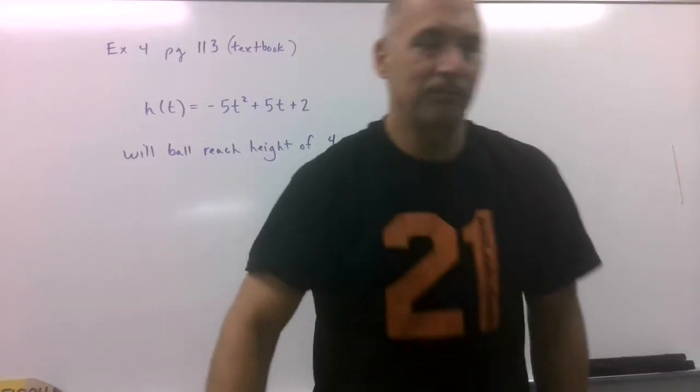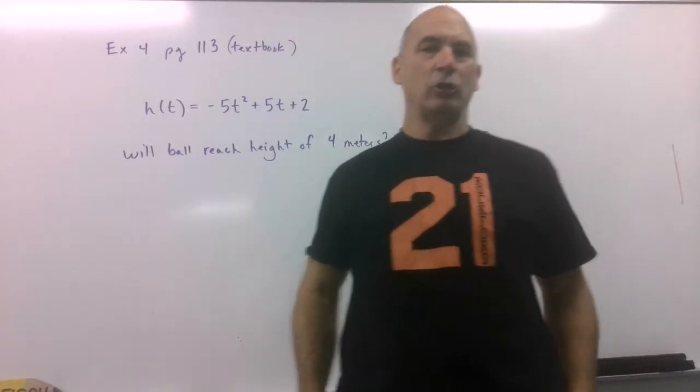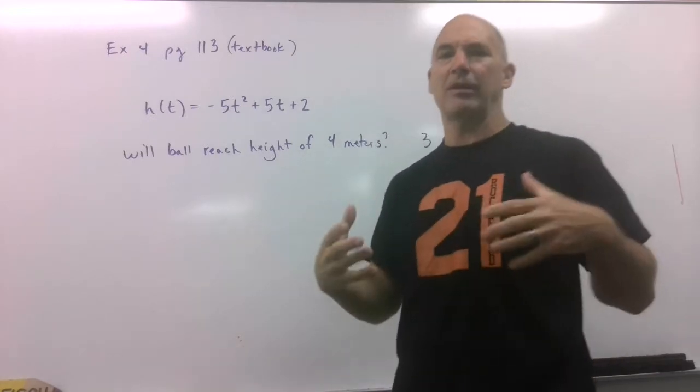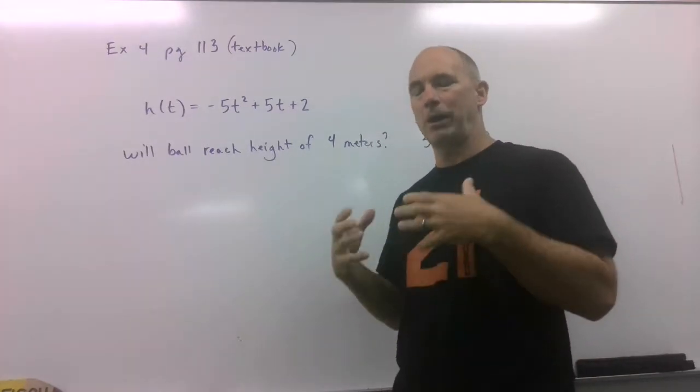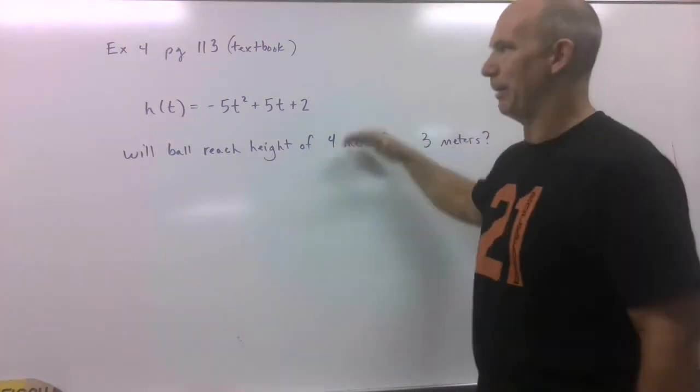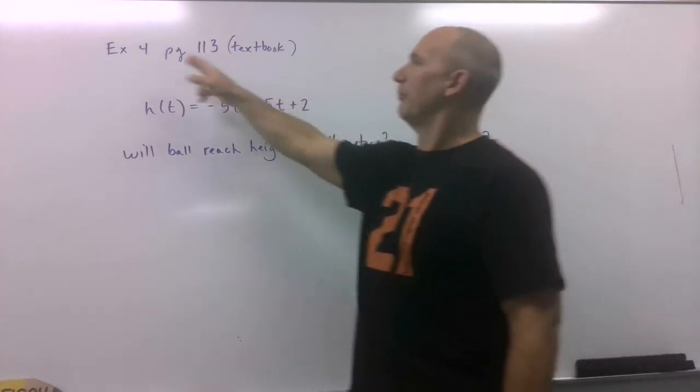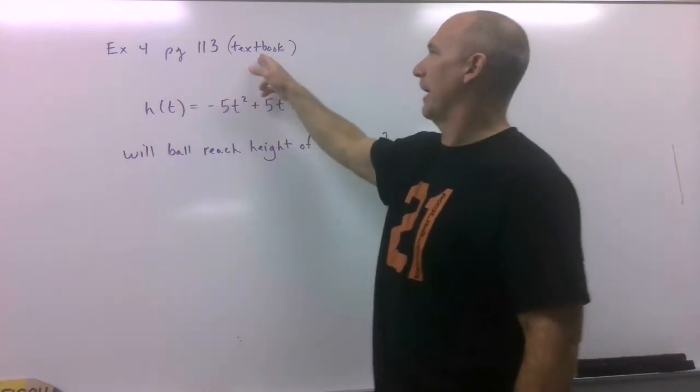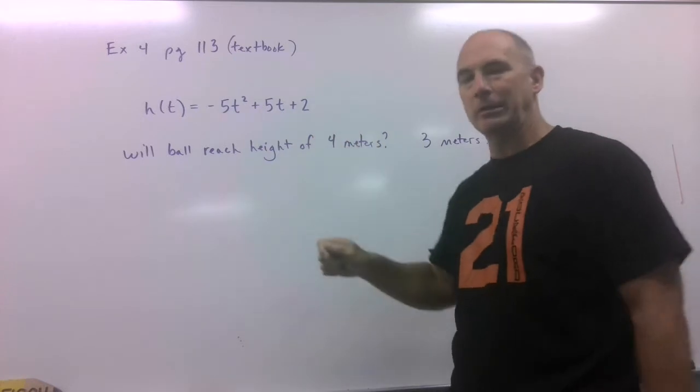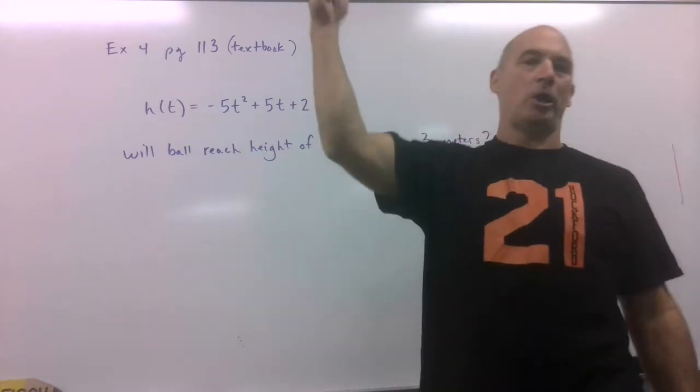Okay, pre-lesson. We're up to 2.6, day 2. Now we're going to actually put some of the stuff we learned about the discriminant to practice in a story problem. If you go to example 4 on page 113 in your textbook, there's this problem about this young lady serving a tennis ball.